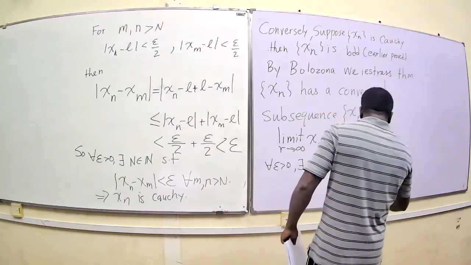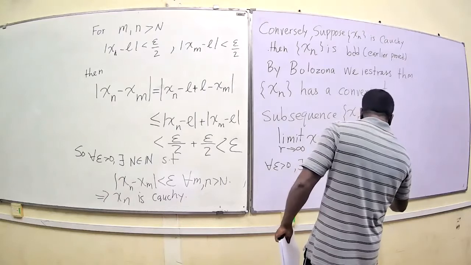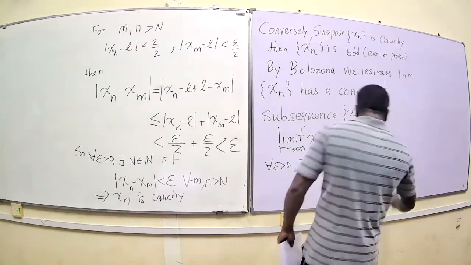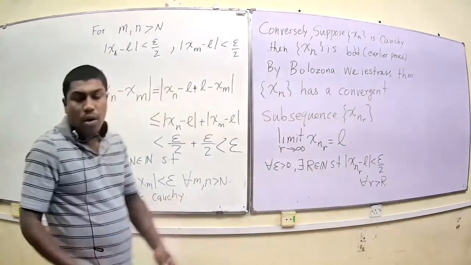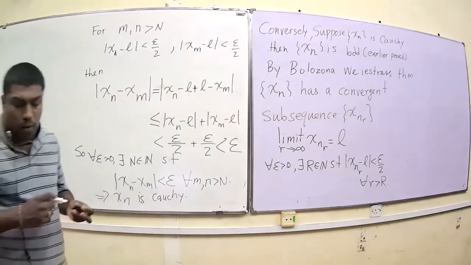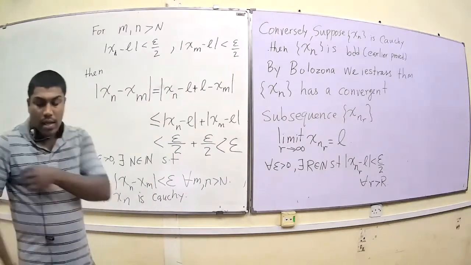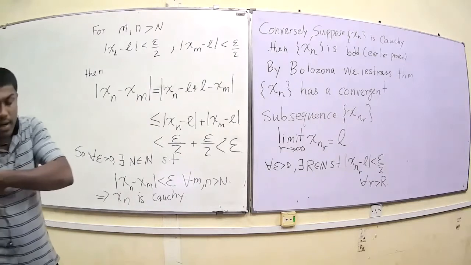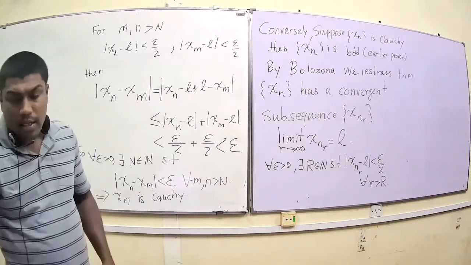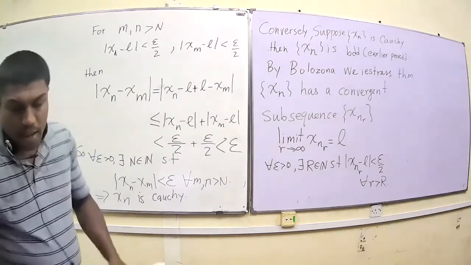Again, I am using epsilon over 2 for small r greater than capital R, right? So this is how we define the limit of a sequence. In this case, it is a subsequence, right? So this is one result you have.